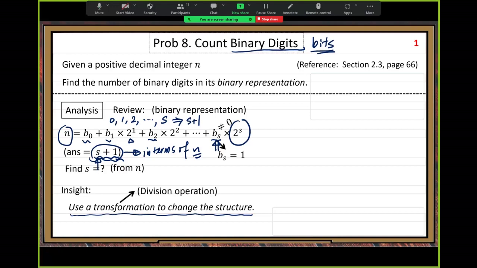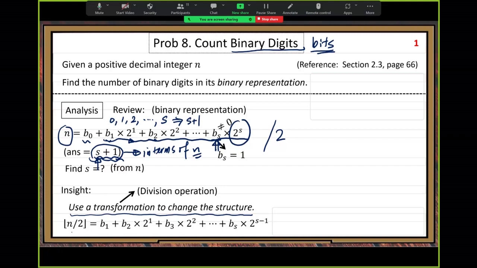All right, so here we use the division operation. Because look at the structure: we have many multiplications in each term. So one way to change its structure, we can use integer division or division by 2. So let's do the division by 2 operation on the original n representation formula.